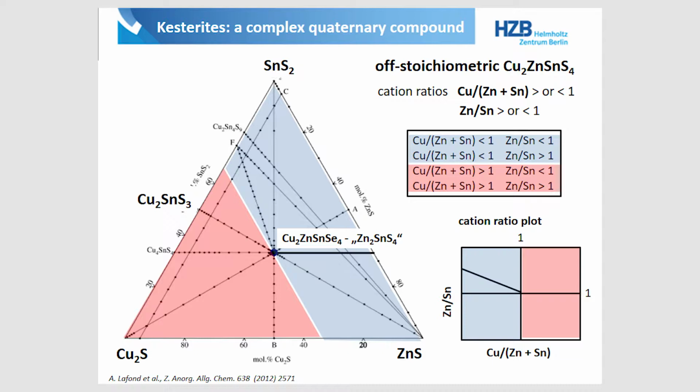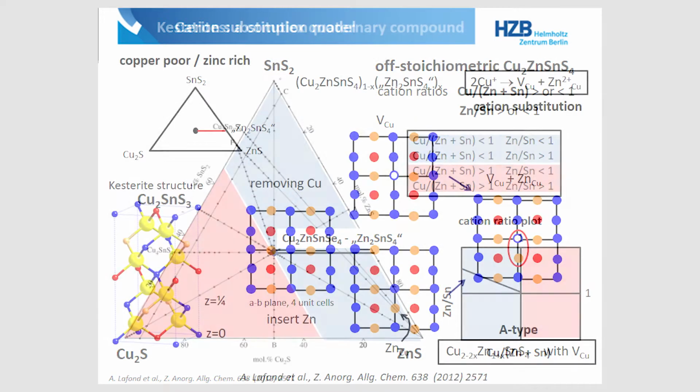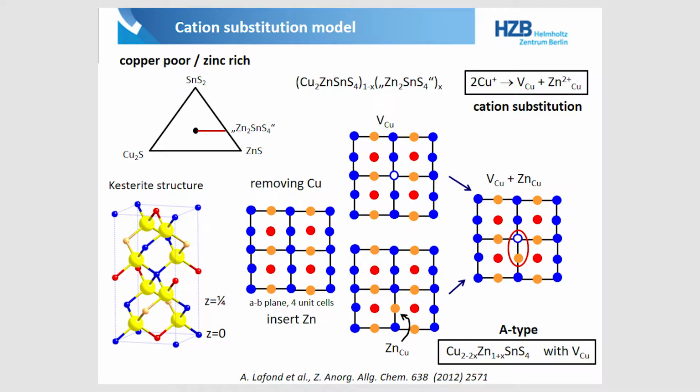But this should be a little bit more in an ordered way. And so, let's say we go from the stoichiometric point in this direction to a non-existing compound Zn2SnS4. And then you would go along that line in the cation ratio plot. So some years ago, Alain Lafond suggested a so-called cation substitution model to form an off-stoichiometric Kesterite. So what you are doing, if you go along that line, in principle you form a solid solution between the stoichiometric Kesterite and this non-existing compound. And this is the cation substitution you have to do in this solid solution.